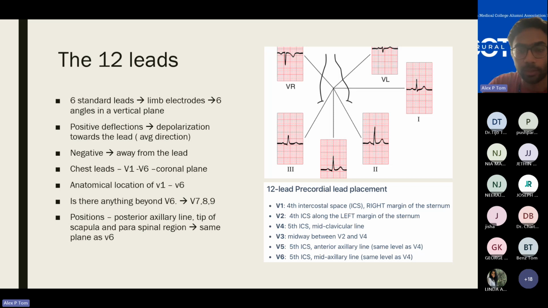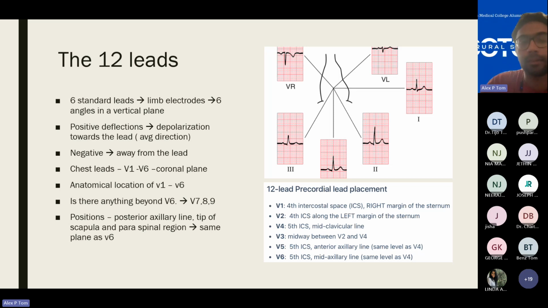We have the SA node here, we have the AV node here, and then we have the bundles and stuff like that. Electrical activity is conducting down from the right atrium towards the ventricle in this fashion almost every time. Each lead is sitting at a different angle. Lead 1 is sitting here, lead 3 is sitting here, AVL is sitting here, AVR is sitting here, and all these leads are looking at the same electrical event at the same time and making a recording.